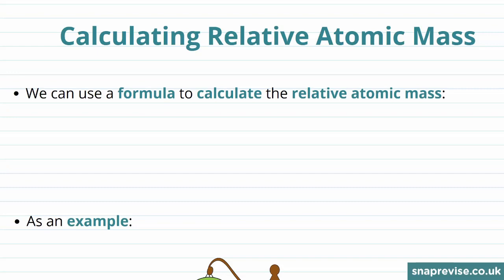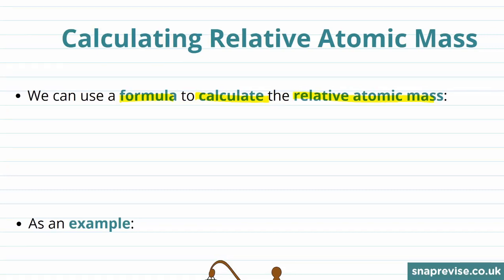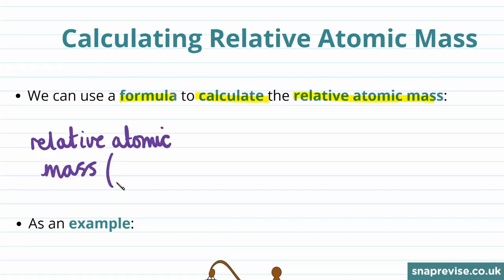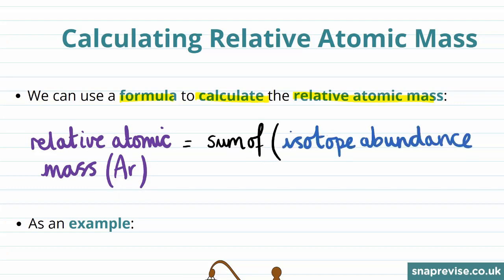We've just seen that in the case when an element has more than one isotope, the relative atomic mass is the weighted average of all of the isotopes. In these instances, we can use a formula in order to calculate the relative atomic mass, which is that the relative atomic mass, or Ar value for an element, is equal to the sum of what is known as the isotope abundance multiplied by the isotope mass number.